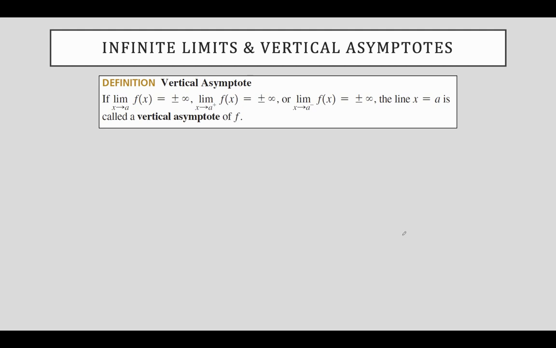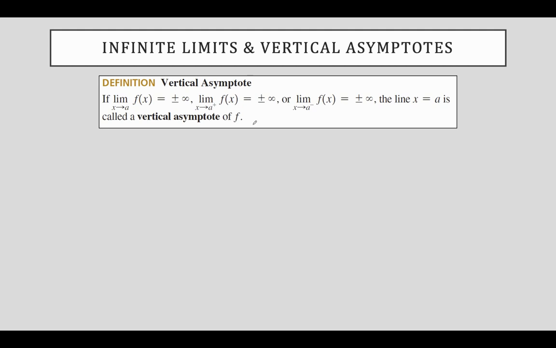This is our calculus definition now. If the limit as x approaches a of f of x equals positive or negative infinity, or if the limit of f of x as x approaches a from the right equals positive or negative infinity, or if the limit of f of x as x approaches a from the left equals positive or negative infinity, then the line x equals a is a vertical asymptote of our function.